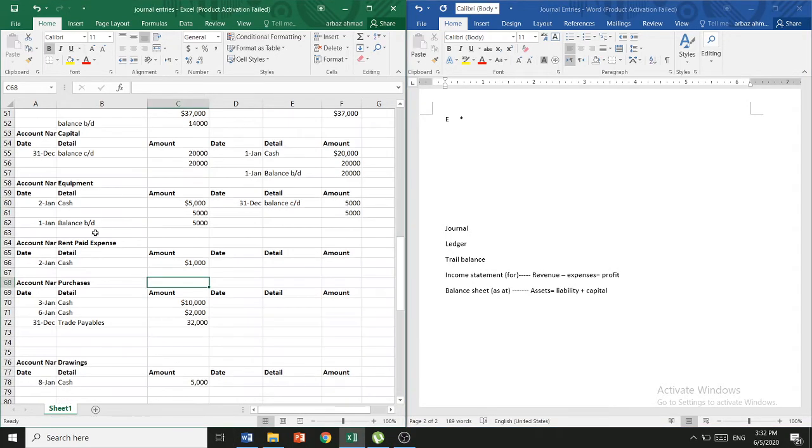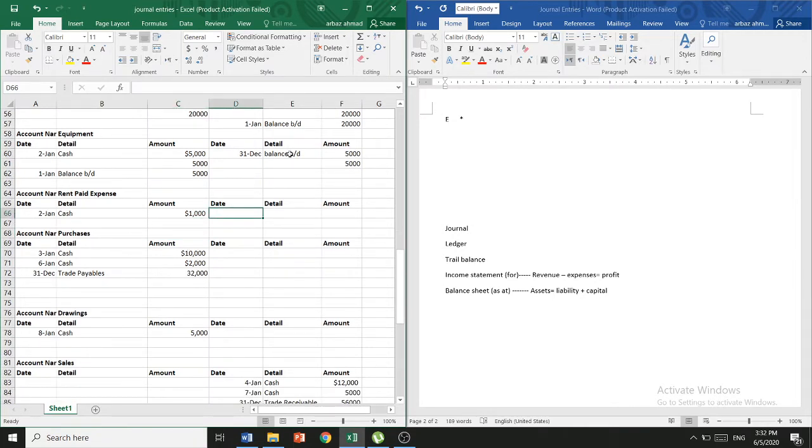Then moving on with the rent paid expense, since it's an expense we will not have a balance carried down. This is something you need to really focus on. The reason we are not having a balance brought down here is because it's an income statement item. So we will write here income statement, or sometimes we also write income summary, that's fine. In this case we have 1,000, I will write 1,000 here, and that will go into the income statement.